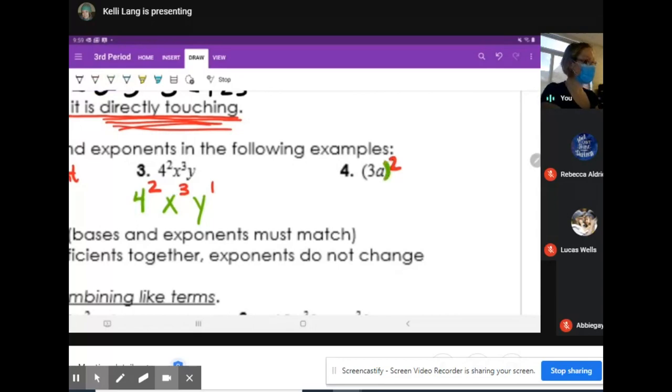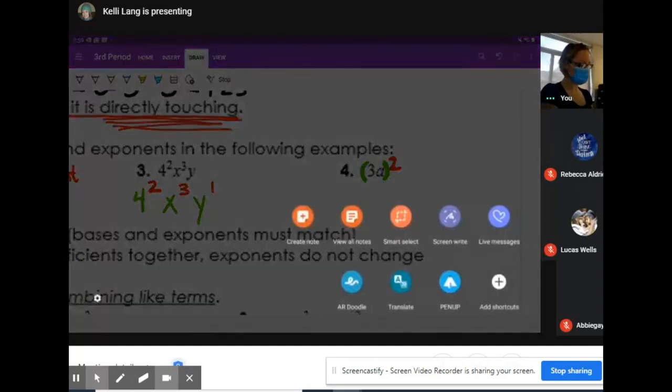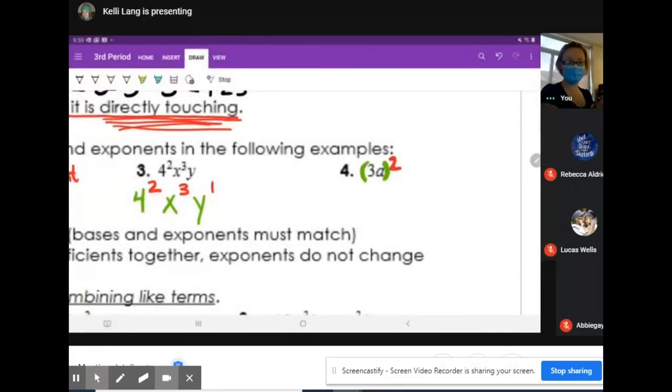But parentheses come in pairs. So our base is actually everything from here to here. Because our exponent is touching the parenthesis, that whole parenthetical expression is the base. So we would say that the base is 3a, and we could even say it's 3a in parentheses is our base, and then 2 is our exponent.